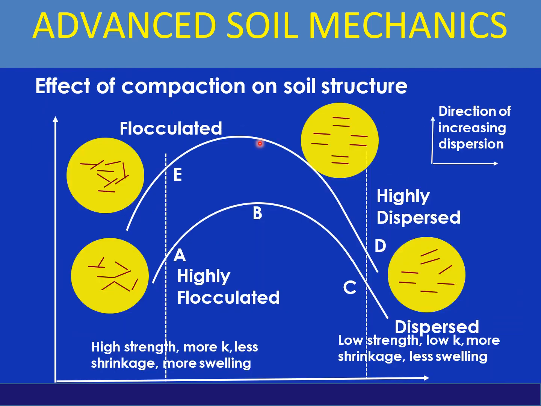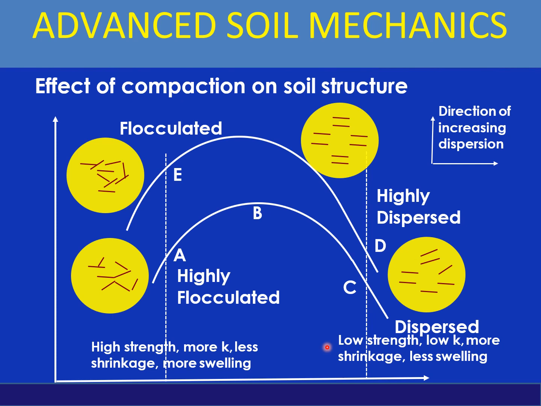Effect of compaction on soil structure. You can see this is a typical compaction curve that we have in the case of soil. You can see that on the dry side of OMC we have the flocculated structure, and on the wet side of OMC we have the dispersed structure. But you can see one thing: when you have the flocculated structure, there is high strength, more coefficient of permeability, less shrinkage, more swelling. And when you have the dispersed structure, there is low strength, low coefficient of permeability, more shrinkage and less swelling.